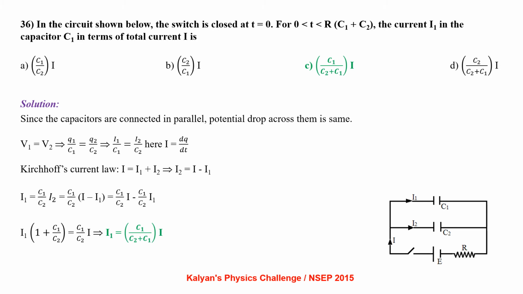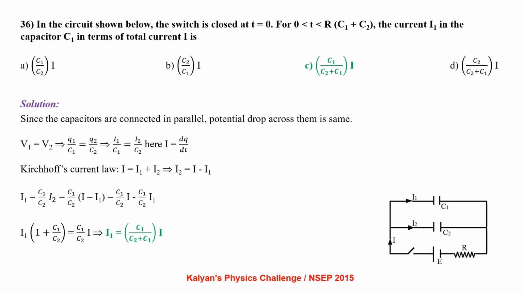In the circuit shown below, the switch is closed at t equal to 0. For 0 less than t less than R of C1 plus C2, the current I1 in the capacitor C1 in terms of total current I is, since the capacitors are connected in parallel, potential drop across them is the same. So V1 equal to V2, Q1 by C1 equal to Q2 by C2, I1 by C1 equal to I2 by C2. Here I is dQ by dt.